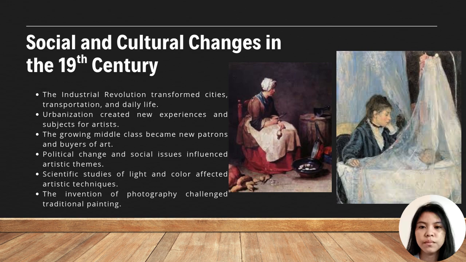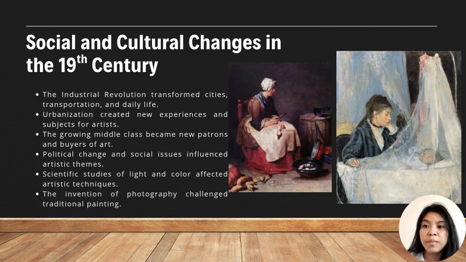Next are the social and cultural changes in the 19th century. First, the Industrial Revolution transformed cities, transportation, and daily life. Factories were built, machines replaced many forms of manual labor, and railways made travel faster and easier. These changes changed the way people lived and worked. Artists began to notice the effects of industrialization, such as crowded cities, new industries, and the contrast between wealth and poverty.